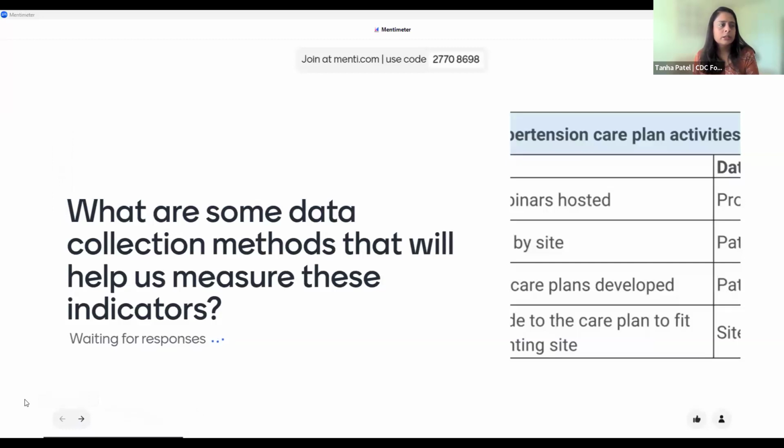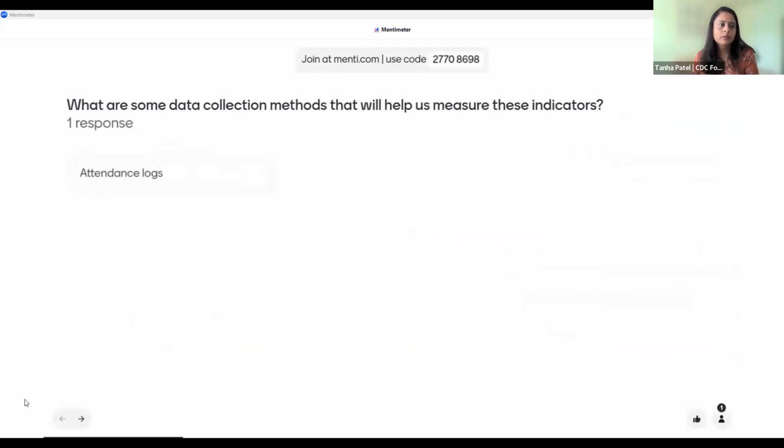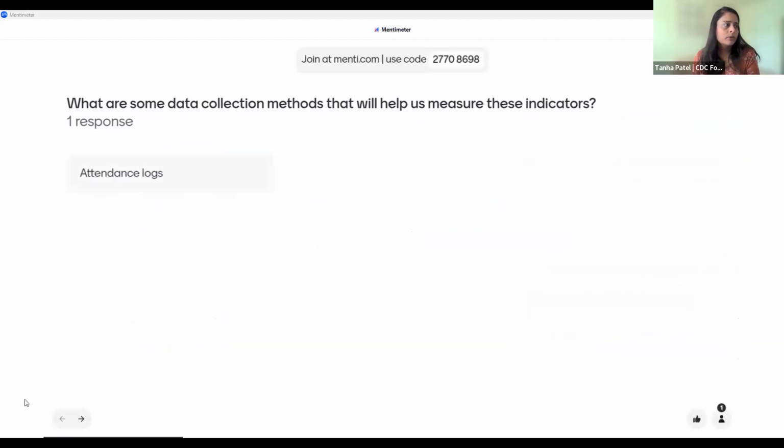Is everyone good? Are we typing responses to data collection methods that will help us measure the indicators for the first question around seeing if the care plans are implemented as intended? So attendance logs, yes. That would be a type of program records, right? What about patient records? How do we think we can capture information on the patient records? Chart reviews, yeah, exactly.